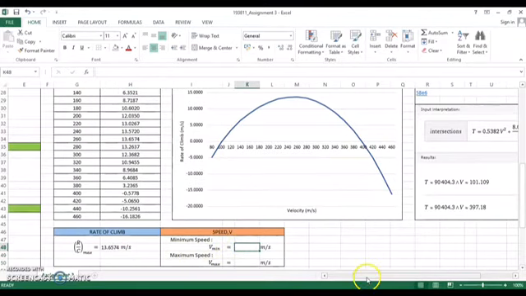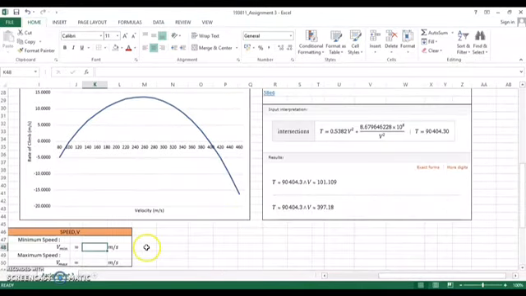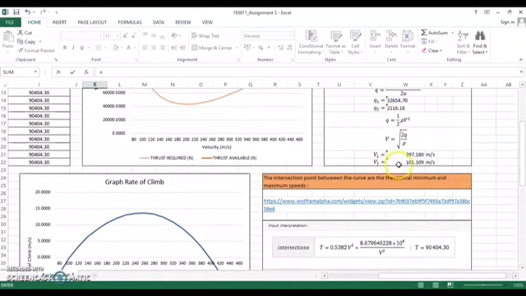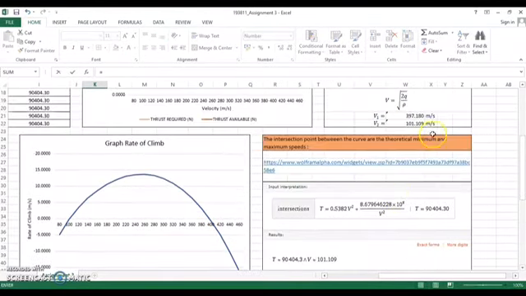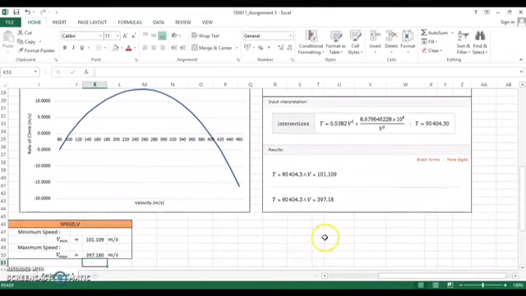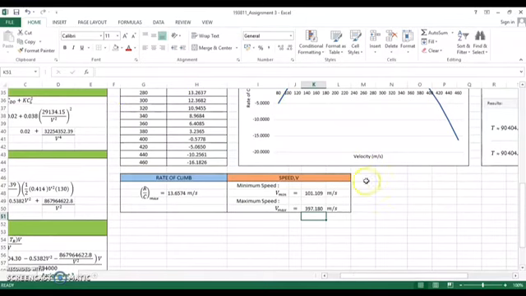And for the speed, V minimum, which is V2, and V maximum, which is V1. And this is the answer for the question.